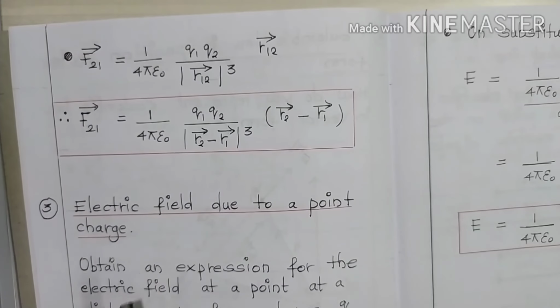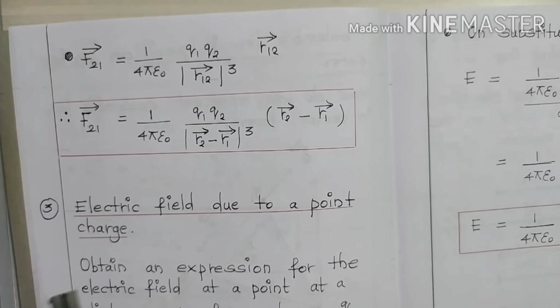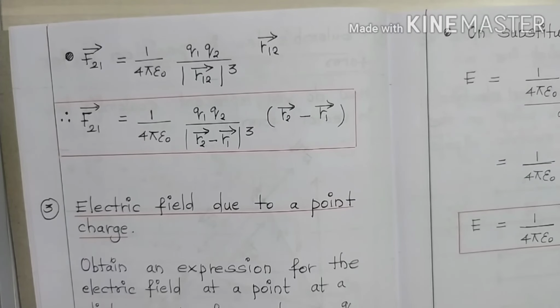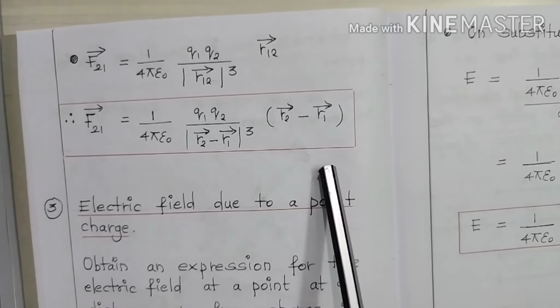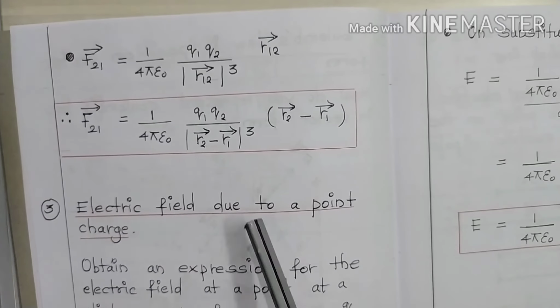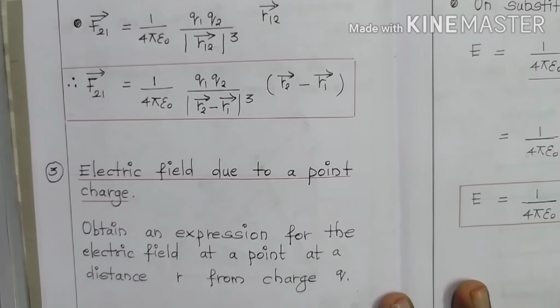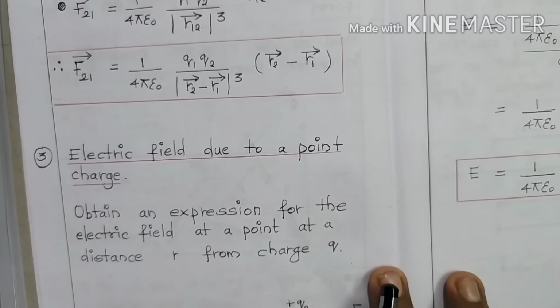Generally, they ask the question, represent Coulomb's law in vector form, but sometimes they may ask specifically, represent Coulomb's law in position vector form. In that case, you need to write this derivation only. Now let us move on to the third derivation.